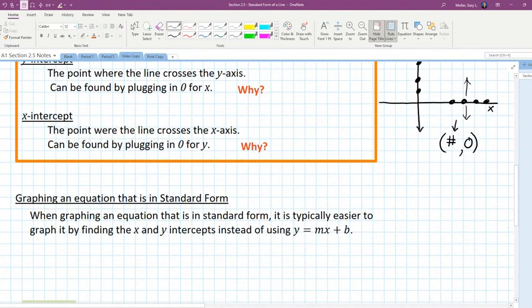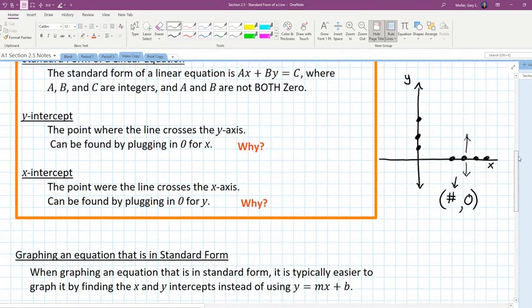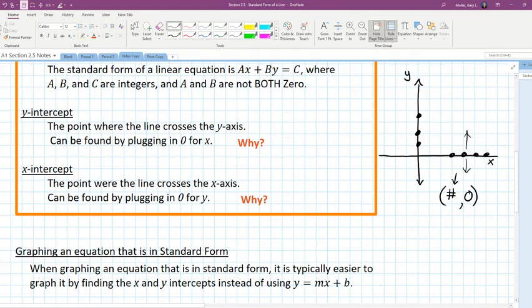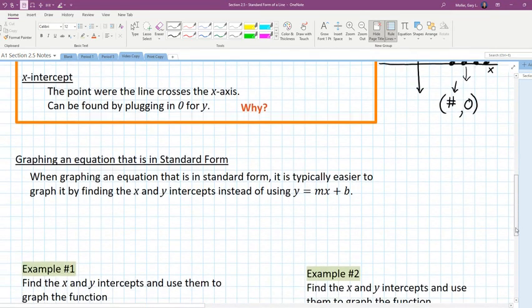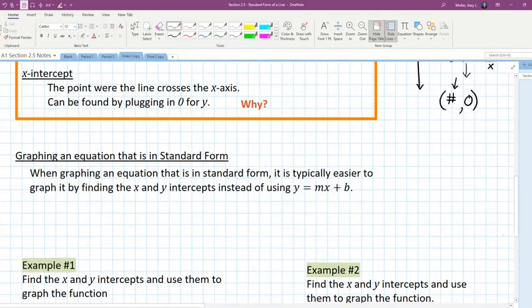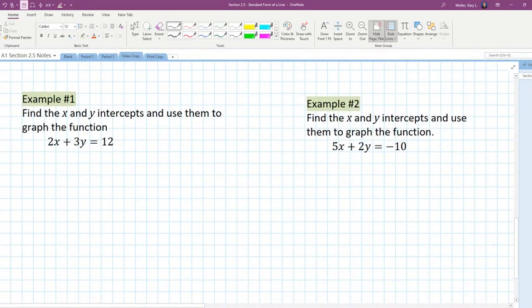Well, because of what we just showed you in that warm-up. Graphing an equation that is in standard form. So again, to remind you, standard form, the first definition, ax plus by equals c. You can easily find the intercepts when graphing when it's in standard form, saving us the trouble of putting it into slope-intercept form. So let's take a look at example number 1. Find the x and y intercepts and then use them to graph the function.